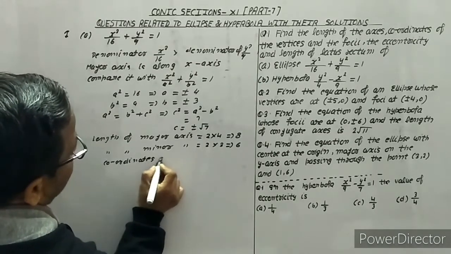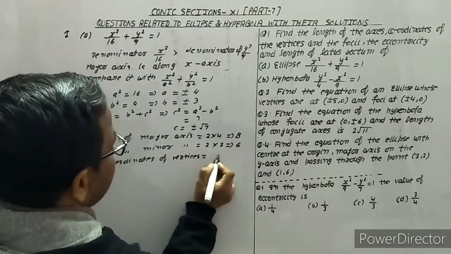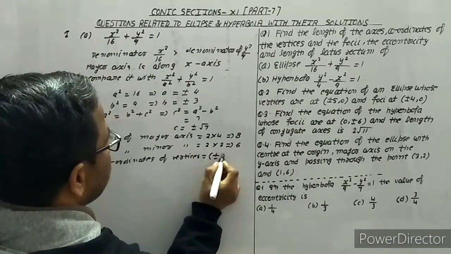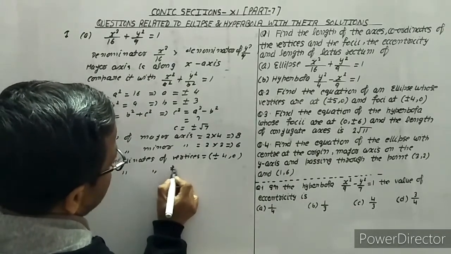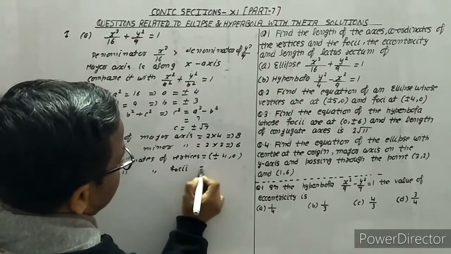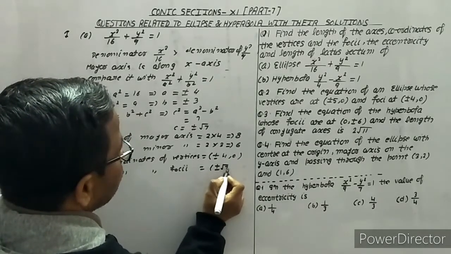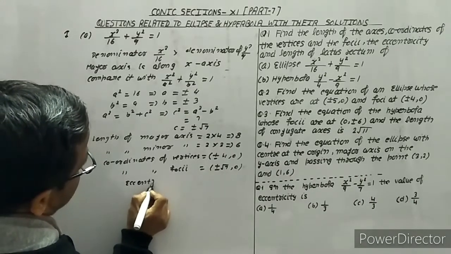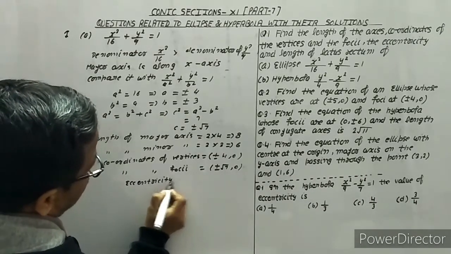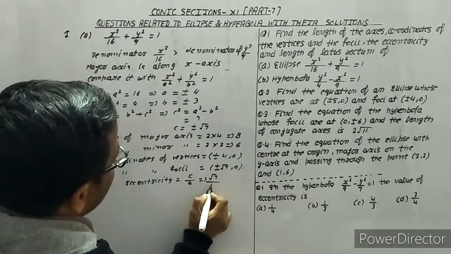Now coordinates of vertices. So coordinates of vertices we know very well. If it is along x-axis, then we have plus minus a, 0. So this is plus minus 4, 0. Then coordinates of foci. Coordinates of foci in this case plus minus c, 0. So it is plus minus root 7, 0. Now the eccentricity, you know very well. The formula for this one is c upon a. So what this becomes? Root 7 upon 4.